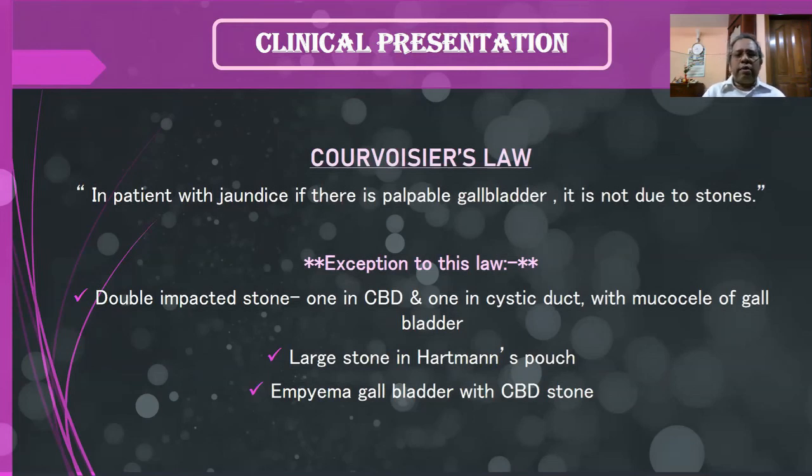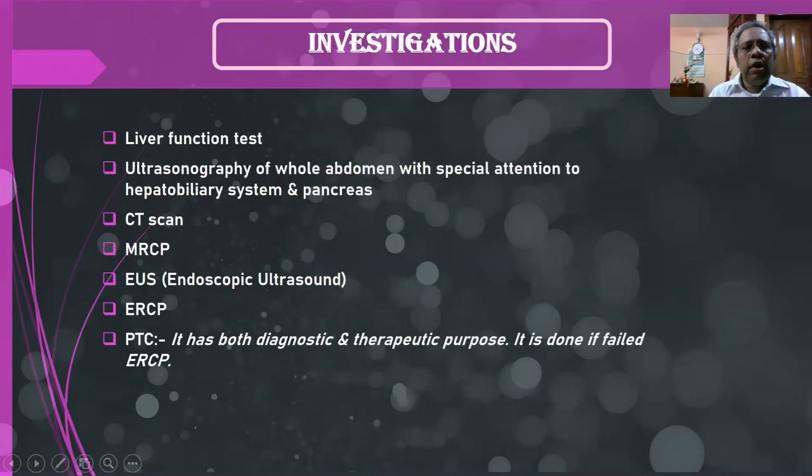For that reason, the exception to this law is a double impacted stone, that is, one in the CBD and one in the cystic duct or neck of the gallbladder, causing mucocele of the gallbladder. So a large stone in Hartmann's pouch causing obstruction, and the patient develops mucocele or empyema of the gallbladder with CBD stones. These are about the fallacy of Courvoisier's law.